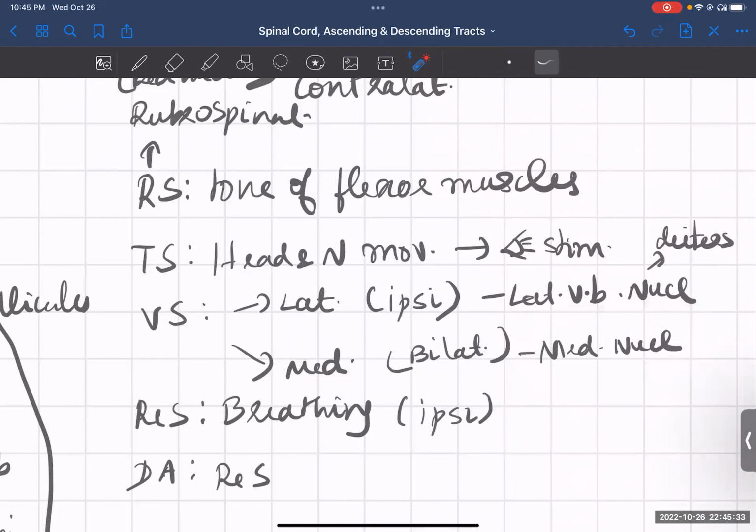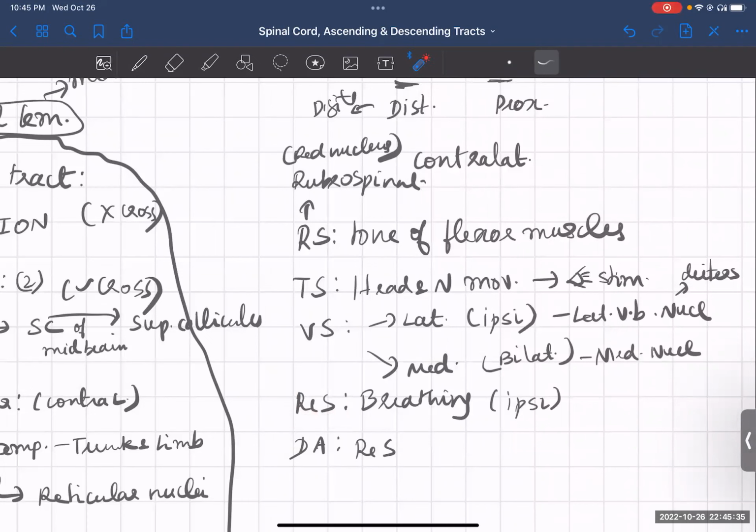Now, you have your reticulospinal tract. Reticulospinal tract is involved with your breathing, controls your breathing movements, and that is ipsilateral. And again, remember, this is your involuntary breathing. It happens subconsciously. And there is finally DA.